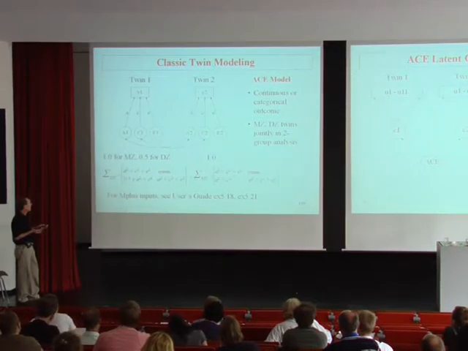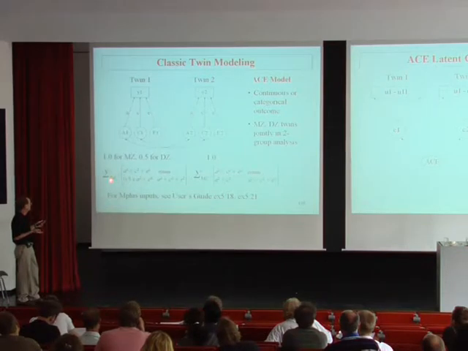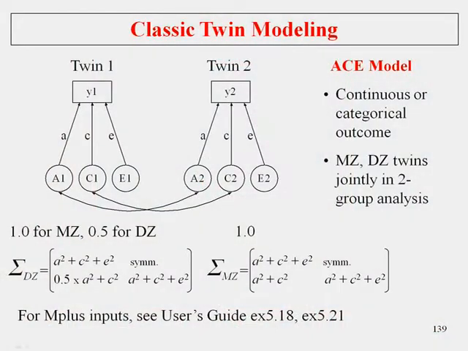From those two matrices, one for the dizygotic twins and one for the monozygotic twins, you can identify all of the parameters in a joint two-group analysis. For the Mplus inputs, you see the user's guide examples here. For those of you who've done behavioral genetics analysis, that's standard fare, very simple to do.